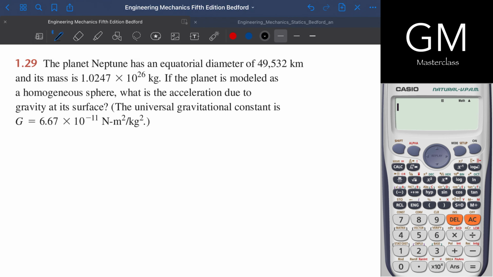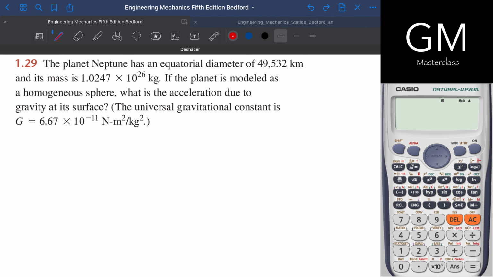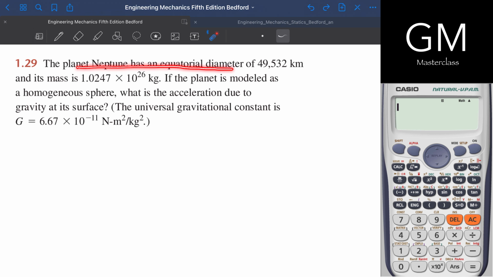Alright, we're going to solve the next exercise. Exercise number 1.29. The planet Neptune has an equatorial diameter of 49,532 kilometers, and its mass is 1.0247 times 10 to the 26th power kilograms. If the planet is modeled as a homogeneous sphere, what is the acceleration due to gravity at its surface? The universal gravitational constant is G equal to 6.67 times 10 to the minus 11 Newton square meter per square kilogram.